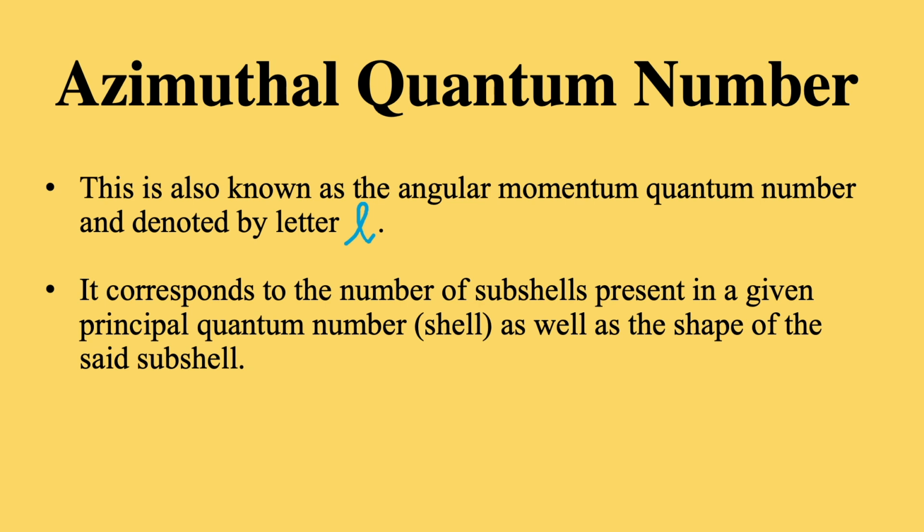The second is the azimuthal quantum number. This is also known as the angular momentum quantum number and is denoted by the letter L. It corresponds to the number of subshells present in a principal quantum number and the shape of the subshell. As such, this quantum number provides important information about an atom's possible chemical bonding interactions and bond angles.